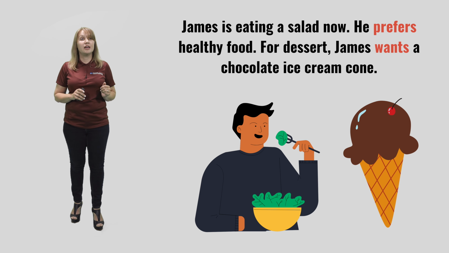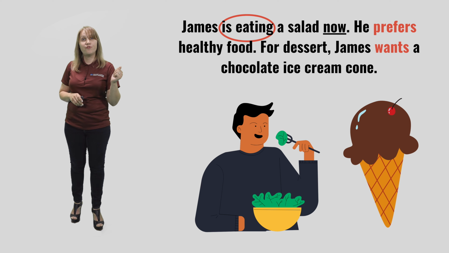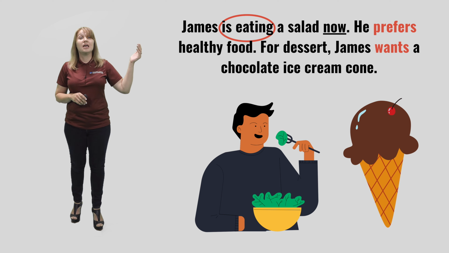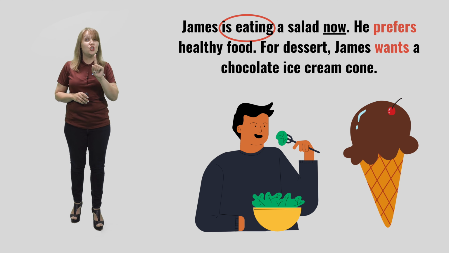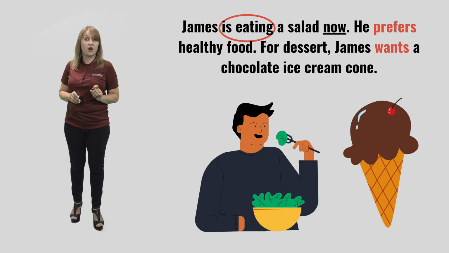Another example here is, James is eating a salad now. So we have the present continuous form, but we continue with the present simple. We say he prefers healthy food. For dessert, James wants a chocolate ice cream cone. So we use prefers and wants. We do not use is preferring or is wanting. It's incorrect. Prefer and want are stative verbs.